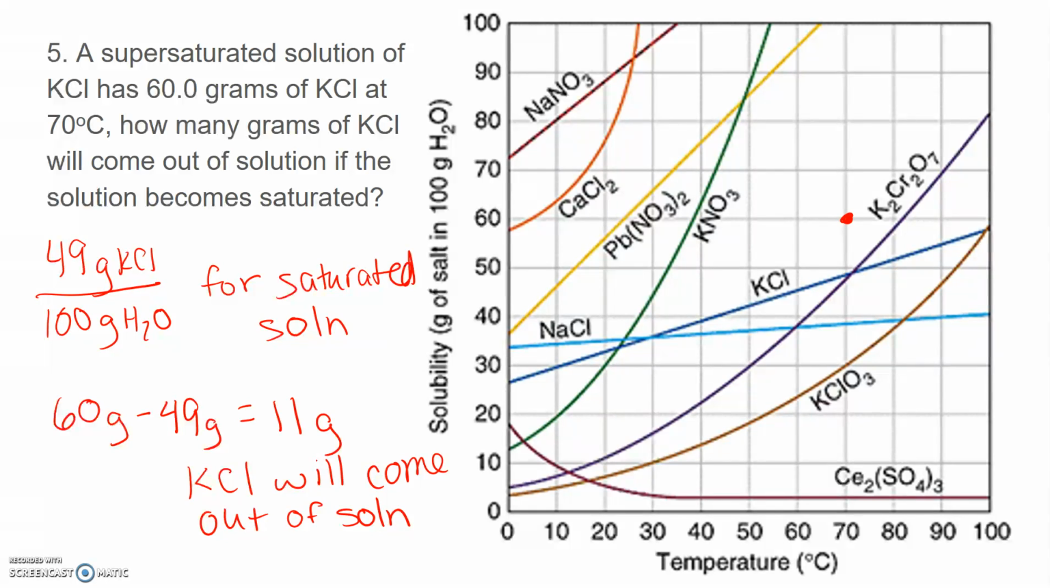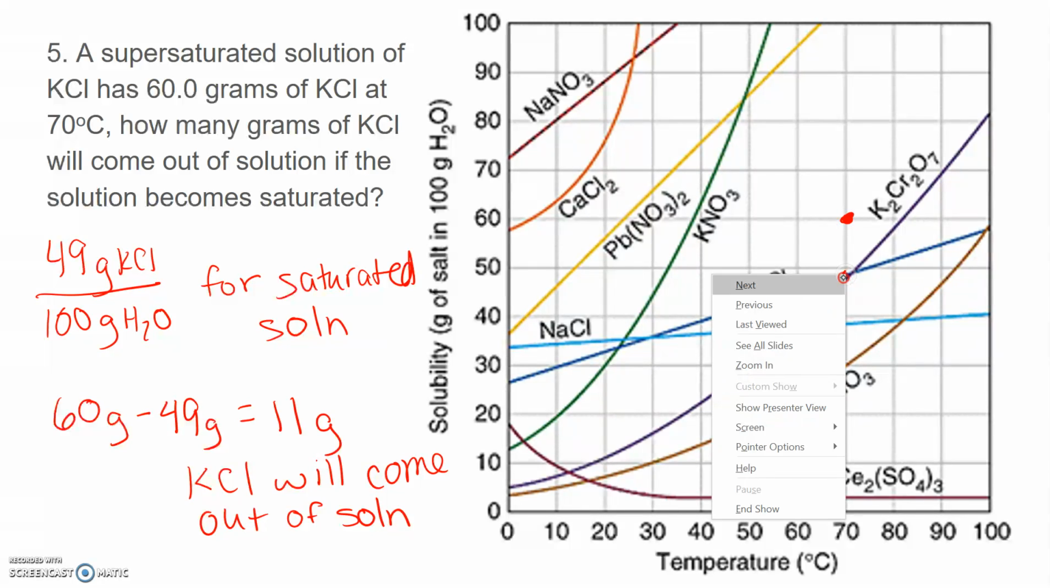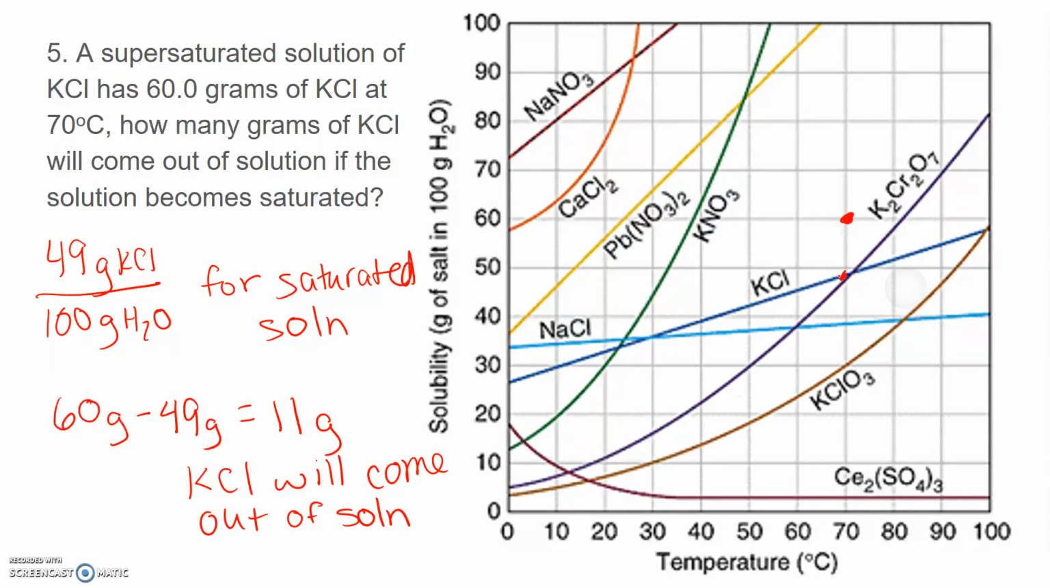So if we have a supersaturated solution at 60 grams, and at 70 degrees, our saturated value is about 49 grams. If we become saturated, 11 grams have to come out of solution and kind of settle at the bottom in order to reach that number.